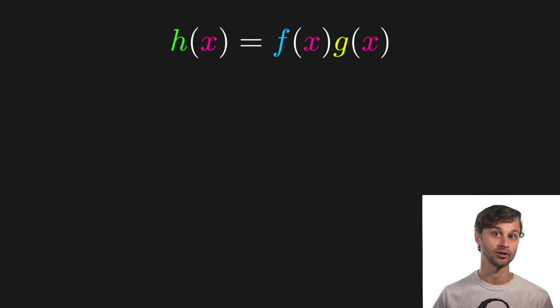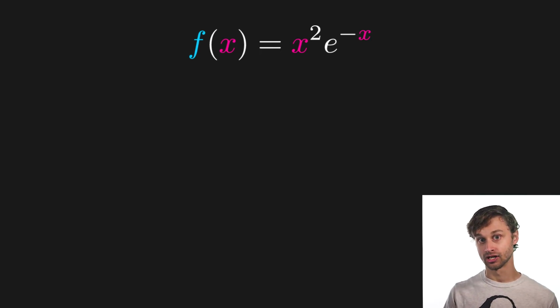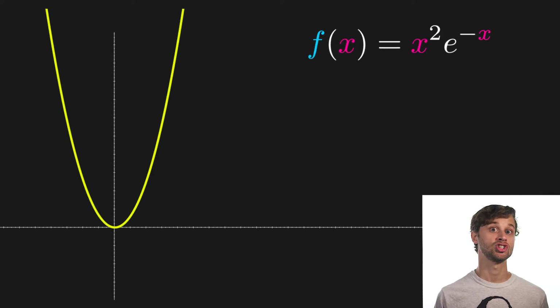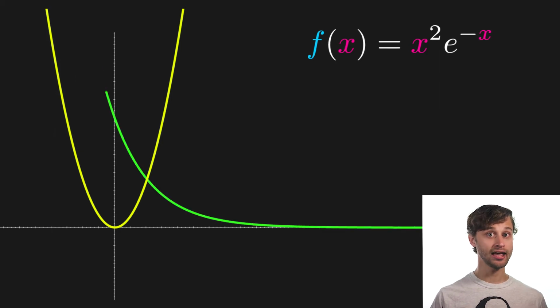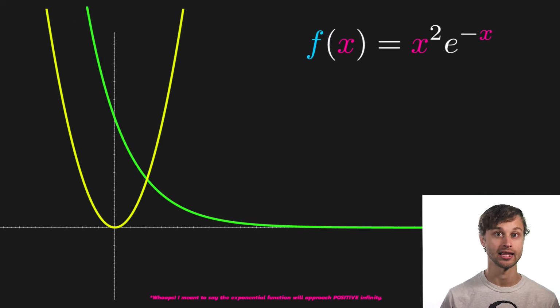So if I take this example here, x squared times e to the negative x power. I have a power function, x squared, and I have an exponential function, specifically an exponential decay function. At large negative values of x, the power function here approaches positive infinity, as does the exponential decay function.